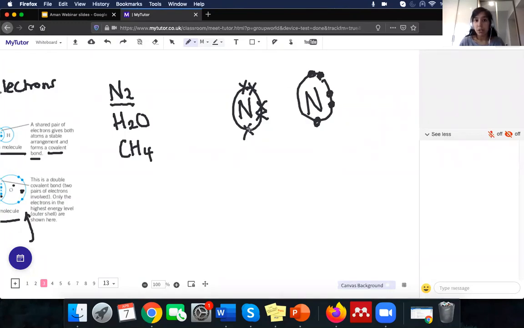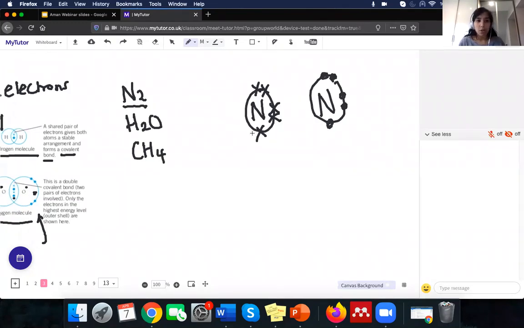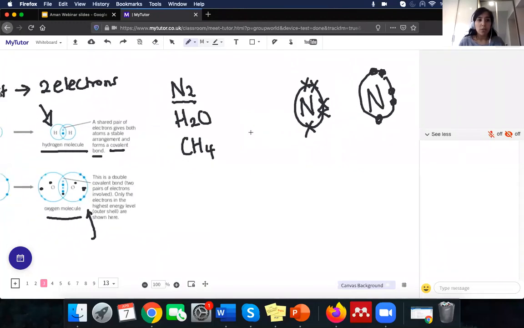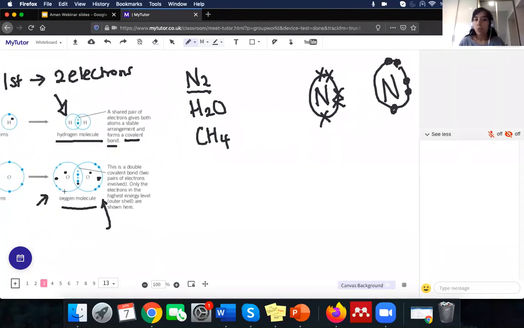Someone's asking me, why are there 2 electrons in the middle? I'm not sure. Are you talking about this oxygen diagram? I was just pointing to which atoms I was talking about there. I've not drawn electrons in the middle. Sorry if that was a bit confusing.